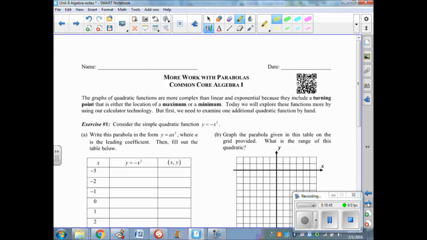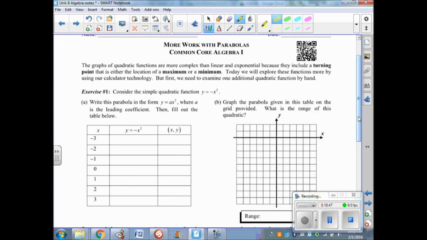Okay, more work with parabolas. And it says here, the graphs of quadratic functions are more complex than linear and exponential because they include a turning point. And we did touch on the turning point in lesson 1. And that turning point is either a maximum point or a minimum point. So if you think about maximum, it means the highest point, or is it a minimum, is it the lowest point on the graph? So today we're going to use the calculator to explore some of the parts to our quadratic function.